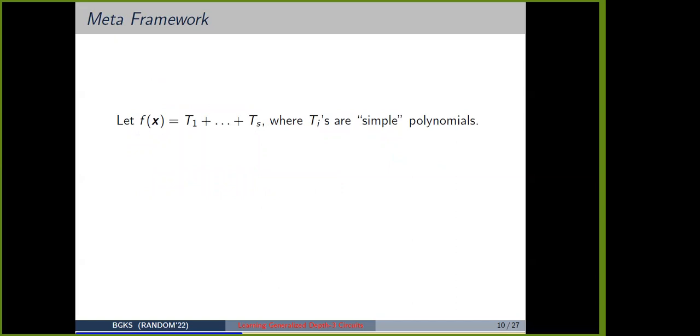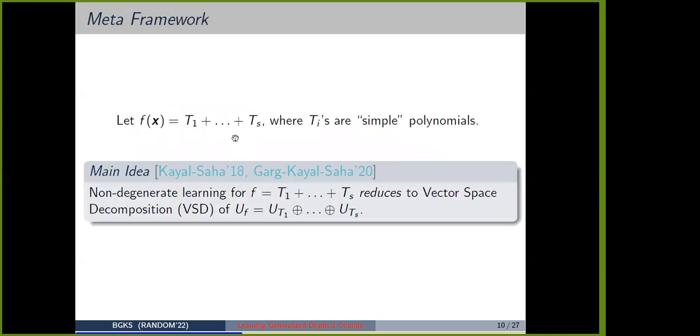So suppose I give you a polynomial and I want to write it as a sum of Ti's, where the Ti's are some simple polynomials. So the main idea of Kayal and Saha is that non-degenerate learning for f, that is writing f in this form, reduces to vector space decomposition of a vector space linked with f, such that if you can decompose that vector space as a direct sum, those vector spaces will give you information about the Ti's themselves. So that's the main idea of Kayal and Saha: to reduce learning to a question of vector space decomposition.